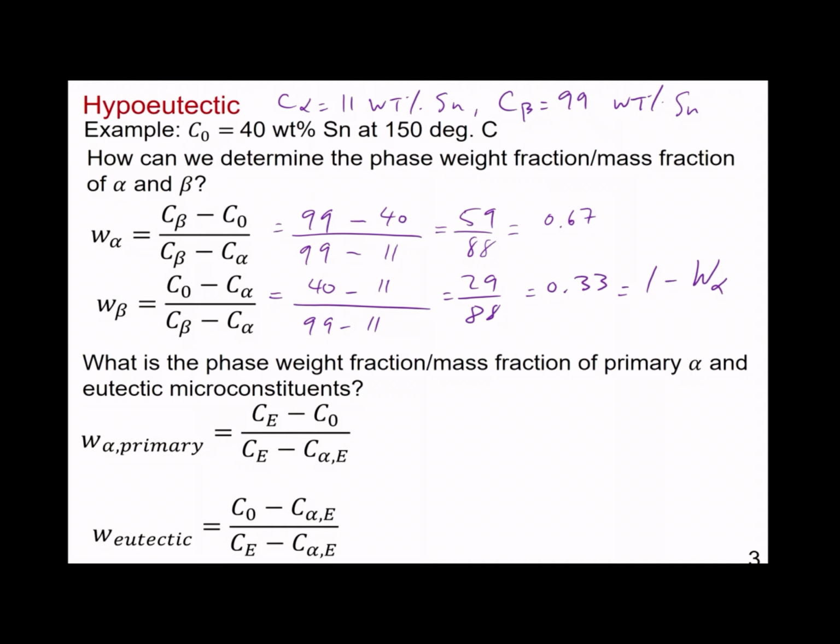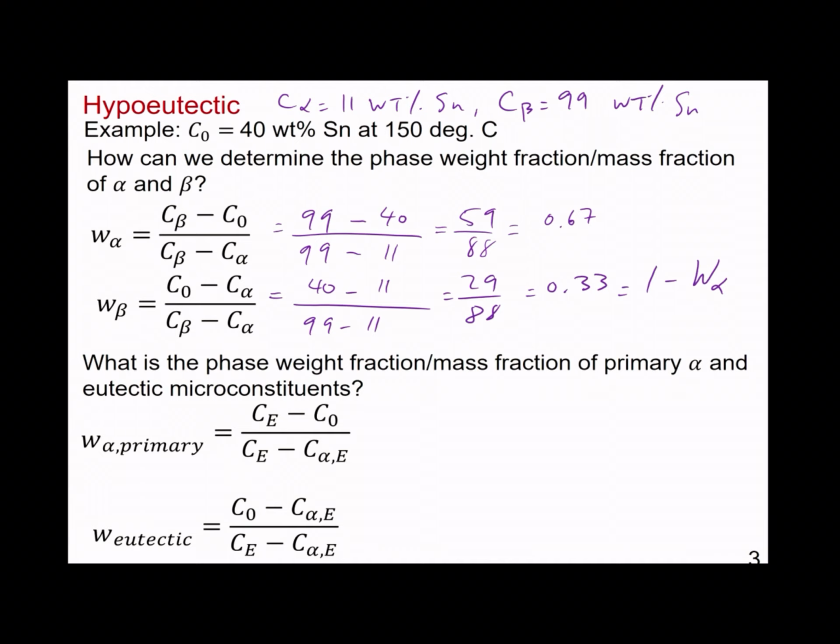So that's total alpha, right? I have not distinguished between primary alpha and eutectic alpha. All I've asked is, how much alpha do you have right at that point, and how much beta do you have. I haven't asked about the microconstituents, which means I haven't asked you to delineate what is primary and what is eutectic. That's the next section. The next section says, what is the phase weight fraction or mass fraction of primary alpha and the eutectic microconstituents?